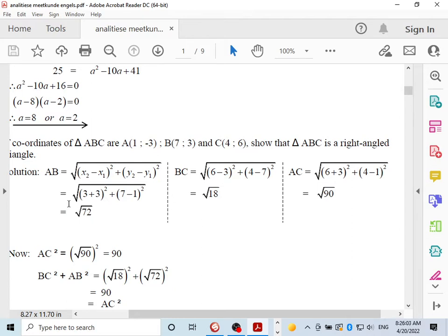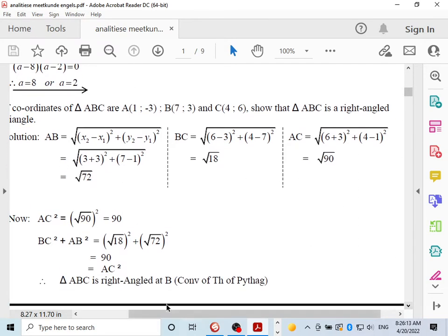Okay? Then we need to square these two, which means the square roots disappear, and add them. What's 72 plus 18? 90. So do you see? The longest side squared is the same as the sum of the two shorter sides squared. Therefore, it's a right angle triangle. Do you understand that? Okay.